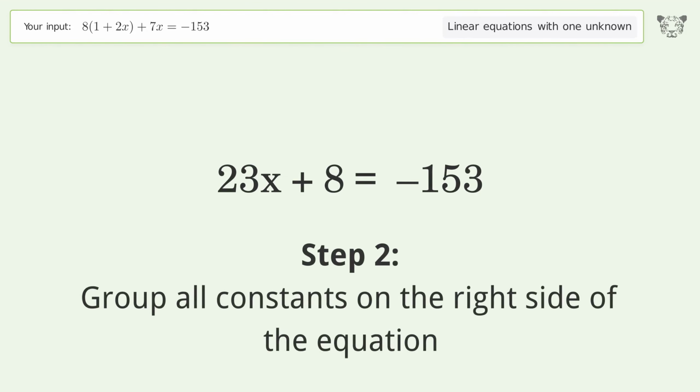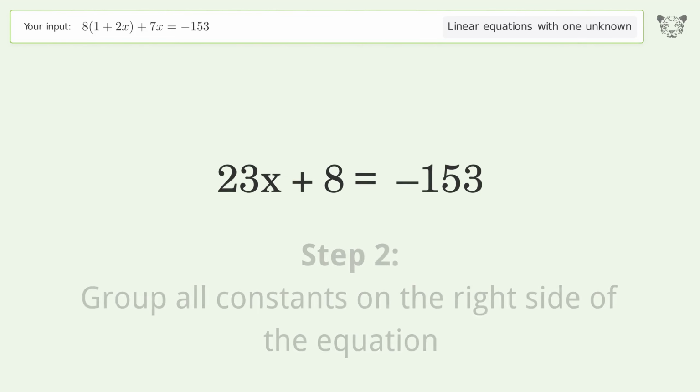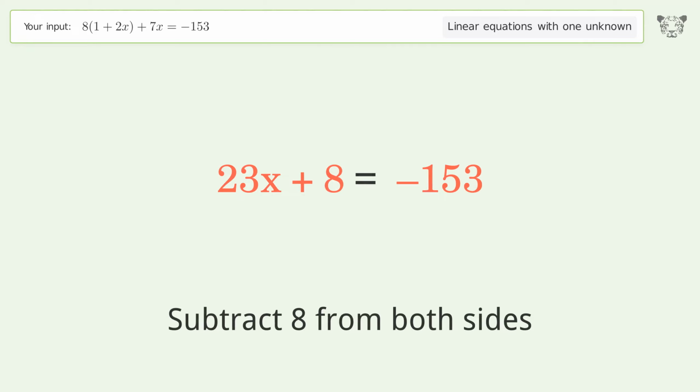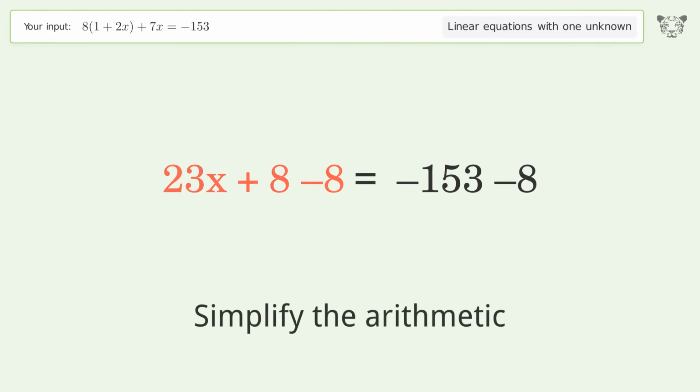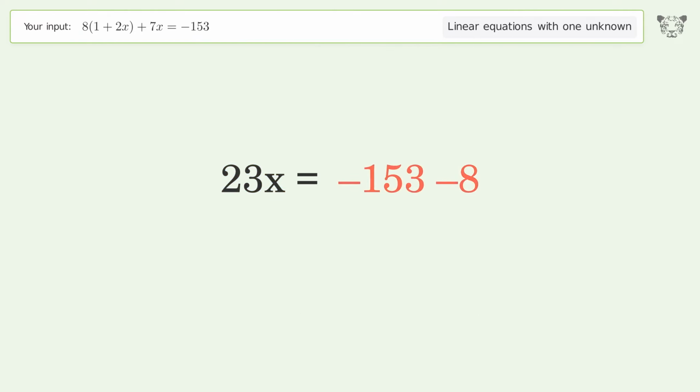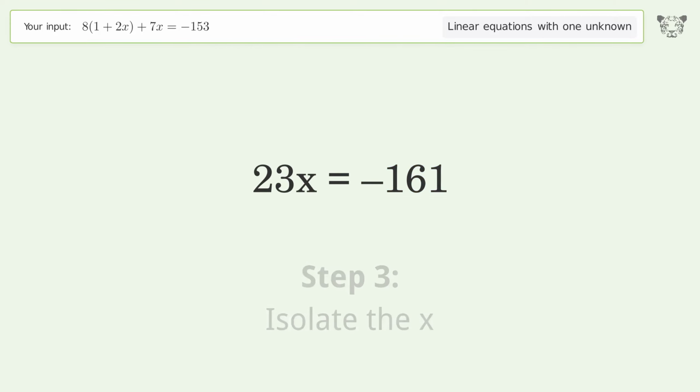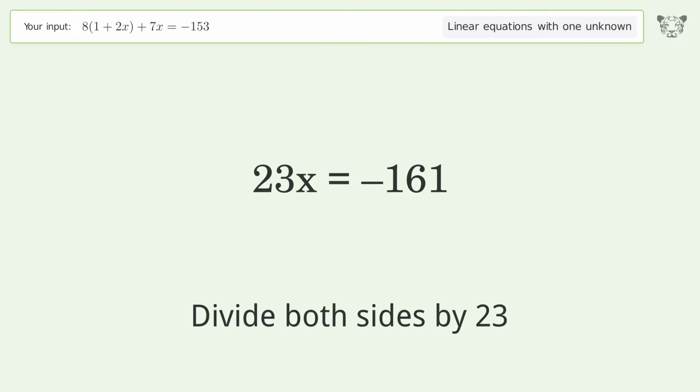Group all constants on the right side of the equation. Subtract 8 from both sides. Simplify the arithmetic. Isolate the x. Divide both sides by 23.